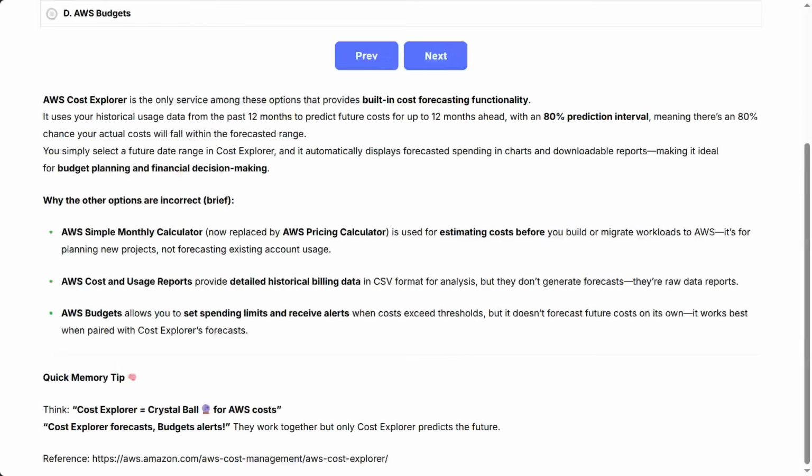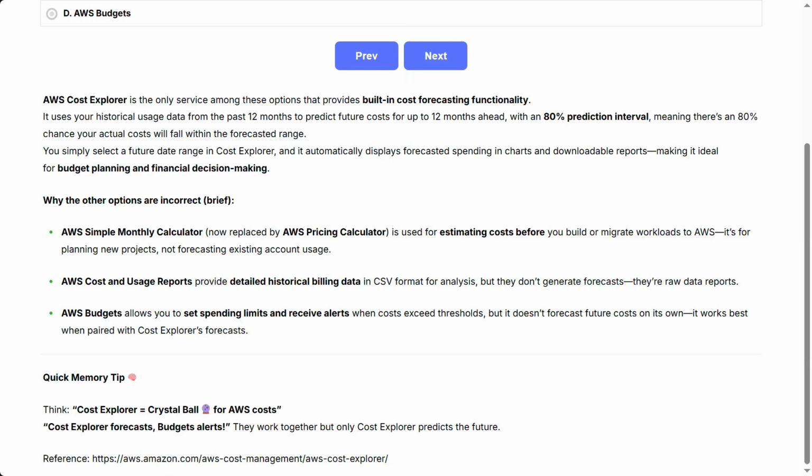AWS Cost Explorer is the only service among these options that provides built-in cost forecasting functionality. It uses your historical usage data from the past 12 months to predict future costs for up to 12 months ahead with an 80% prediction interval, meaning there's an 80% chance your actual costs will fall within the forecasted range. You simply select a future date range in Cost Explorer, and it automatically displays forecasted spending in charts and downloadable reports, making it ideal for budget planning and financial decision-making.